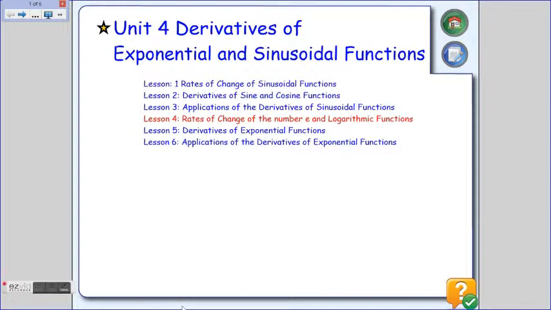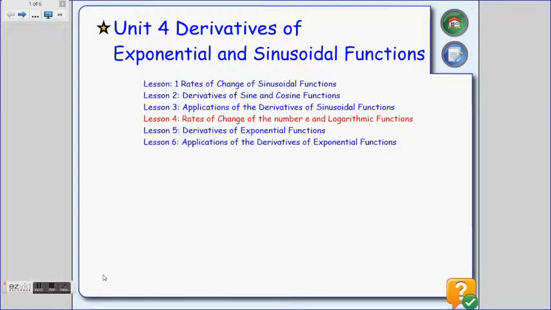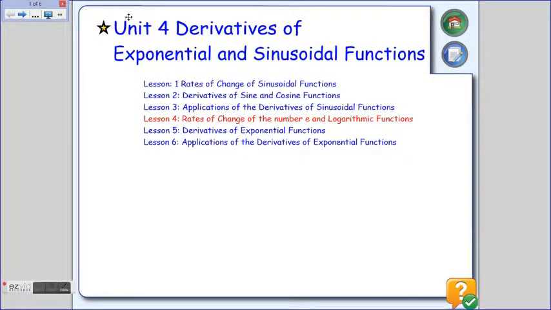Welcome to today's lesson. We are on Unit 4, Derivatives of Exponential and Sinusoidal Functions, Lesson 4, Rates of Change of the Number e and Logarithmic Functions. Exponential functions occur frequently in various areas of study, such as science and business. We often use exponential functions to model growth and decay situations in real life. In this lesson, you are also going to learn about a new number that is very similar to pi in that it occurs naturally.